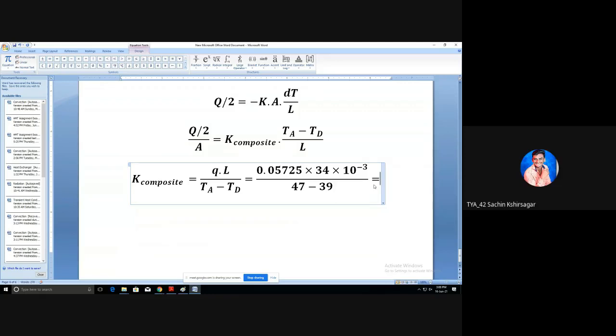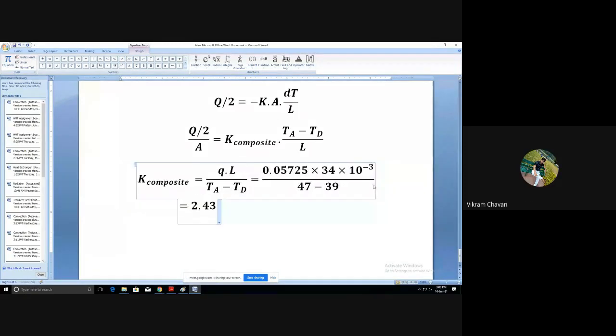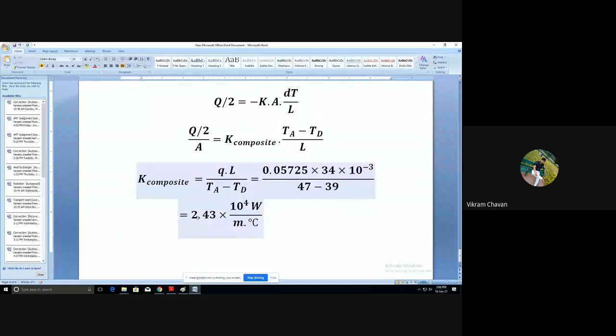2.43 into 10 raised to minus 4. So this will be the value in watt per meter degree Celsius. That will be your final value.